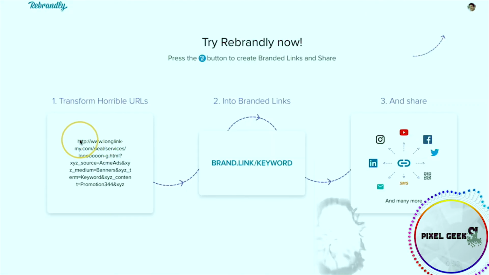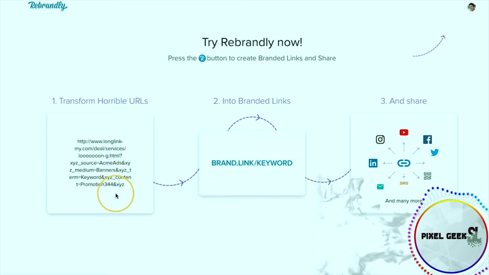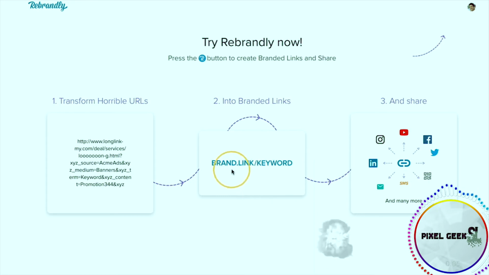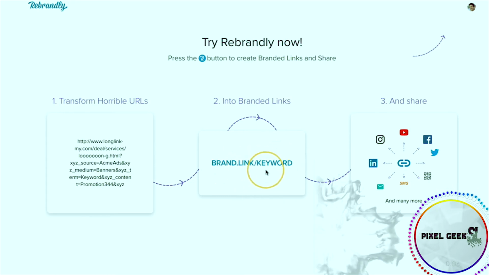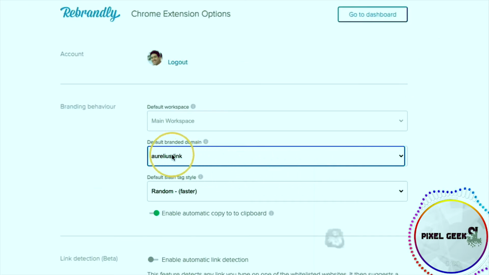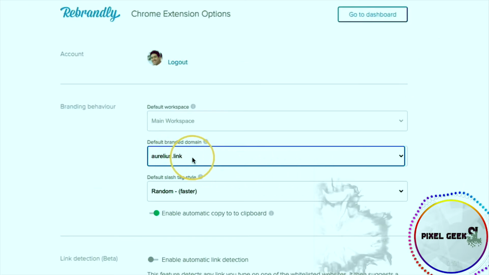Another use case is, for example, you've got this long URL that looks ugly. You can brand it with a shorter link. So let's say your custom link / keyword, and that keyword could be anything. What I like about Rebrandly is that you can use your own custom branded domain name. So I simply registered aurelius.link. So now I can shorten links and have aurelius.link / anything I want.